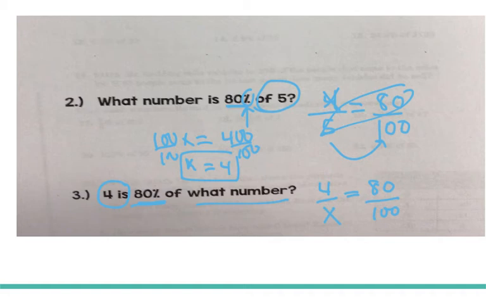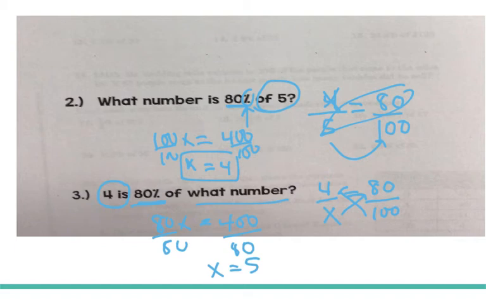We've done this enough to know that that number x is going to be 5, but we could cross multiply and have 80x is equal to 400, then divide by 80, and we have x is equal to 5. Now hopefully 4/5 is a benchmark fraction that you already know is 80%. 4 is 80% of 5.